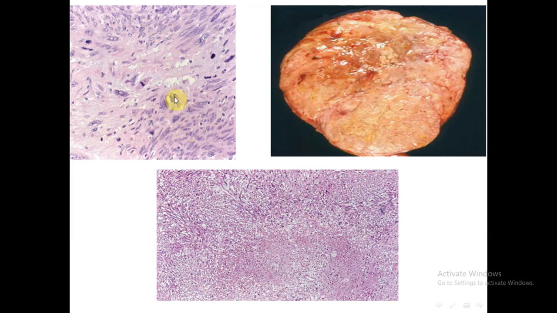We have atypical cells. Here we see pleomorphic atypical cells. Mitosis is present, and here we see an area of coagulative necrosis. These are three important features for diagnosis of leiomyosarcoma: atypia, mitosis, and coagulative necrosis.